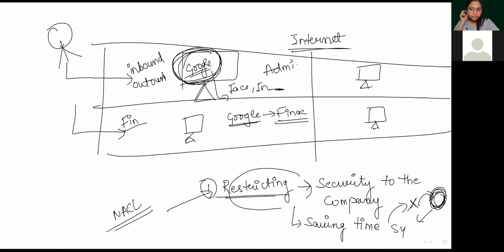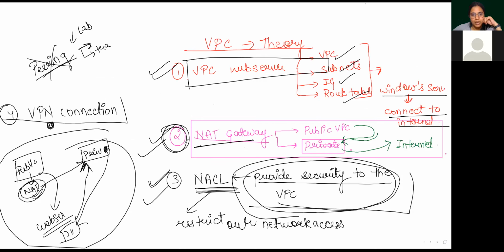Getting it? Mm-hmm. So any doubt you have regarding these three practicals? No, I understand everything because I've been practicing in the console. Yeah. So connectivity of all the three different things, NACL, NAT gateway, and VPC, is clear.